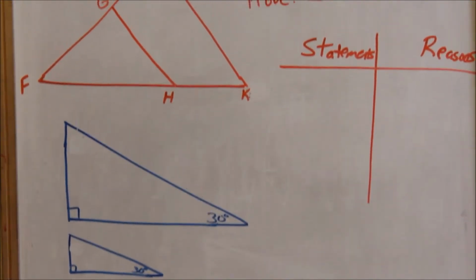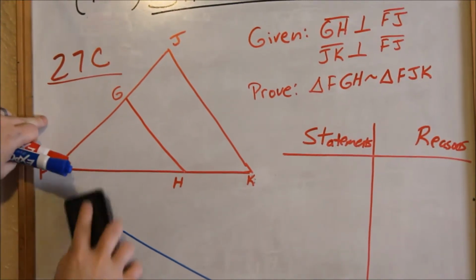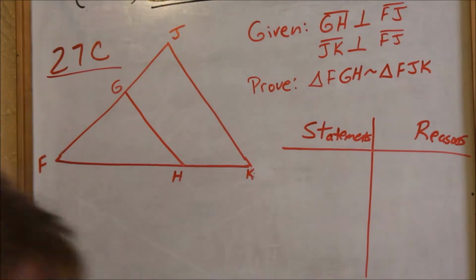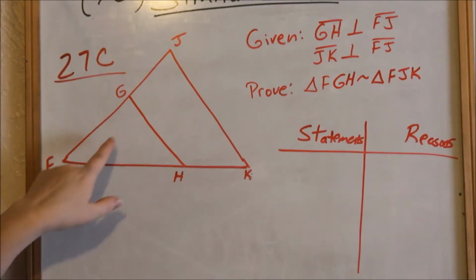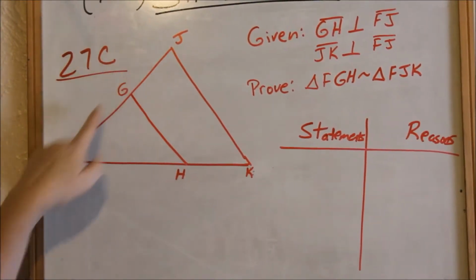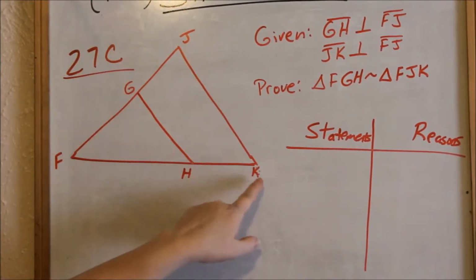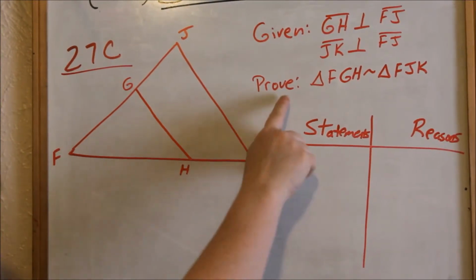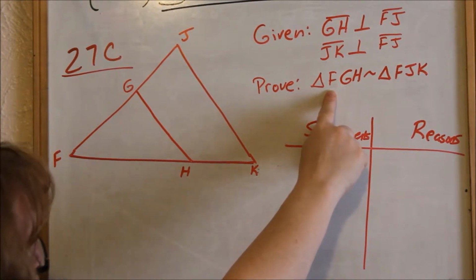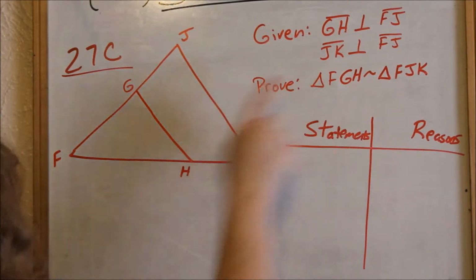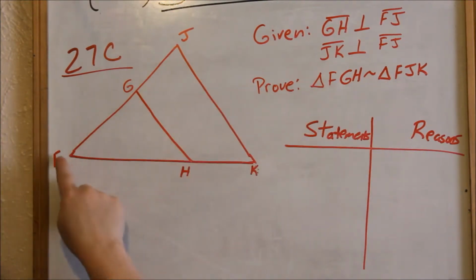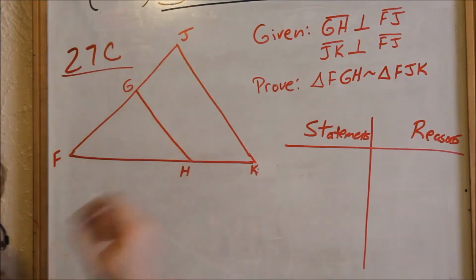Okay, now let's go up to a problem. This is on 27C. This is the top picture on that page. So we have these two triangles right here. We have the smaller one, and then we blew it up to have the larger one, FJK. In what you're trying to prove, it's important, look at your triangle so you know which triangles you're looking at. We're trying to prove that FGH, the smaller triangle, is similar to FJK, the larger triangle.